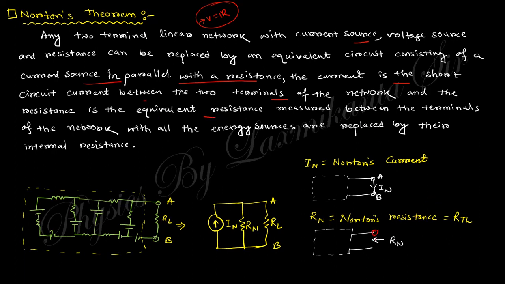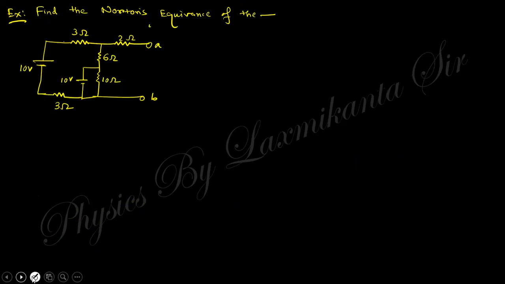The resistance measured from these two terminals is called the Norton resistance, and this is nothing but the Thevenin equivalent resistance. So Thevenin is a voltage source with series resistance, and Norton is a current source with parallel resistance. This is the basic difference. Whether the source in nature is a voltage source or a current source, you will get the same thing. Now we consider the previous example.